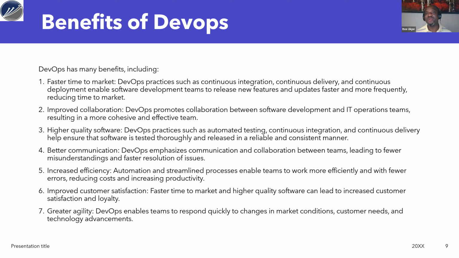So that leads to high quality software being produced and increased efficiency because you're using automation, you're streamlining the processes. You have better efficiency and improved customer satisfaction. Of course, if you're creating high quality software, releasing it, and communicating with your customer all the time, it will lead to improved customer satisfaction. Then greater agility. DevOps enables teams to respond quickly, right? Because everything is automated, the testing is automated, continuous improvement is automated. So these are the benefits of DevOps, right?